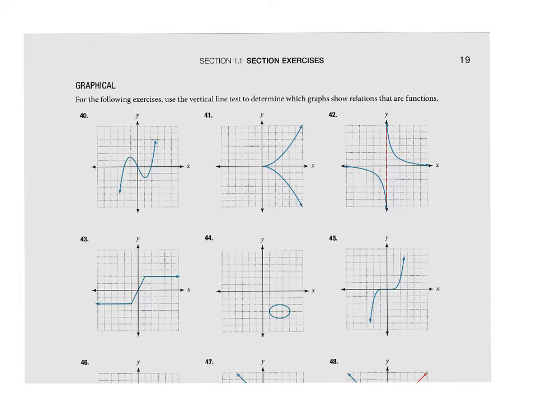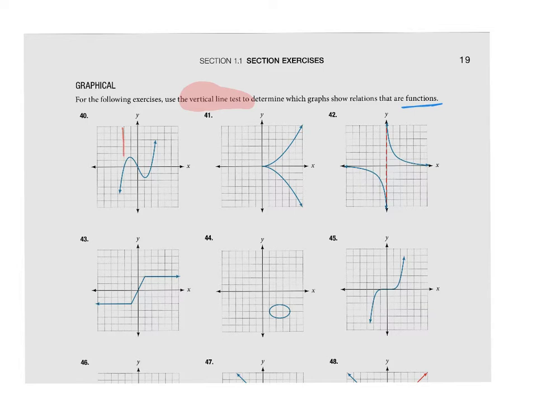In this set of exercises, we are simply using the vertical line test to determine whether these relations are functions. So basically the vertical line test says if you drew a bunch of vertical lines intersecting this function, as long as you only intersect the function in one place, you're good to go. So I'll just do 40 and 41 here.